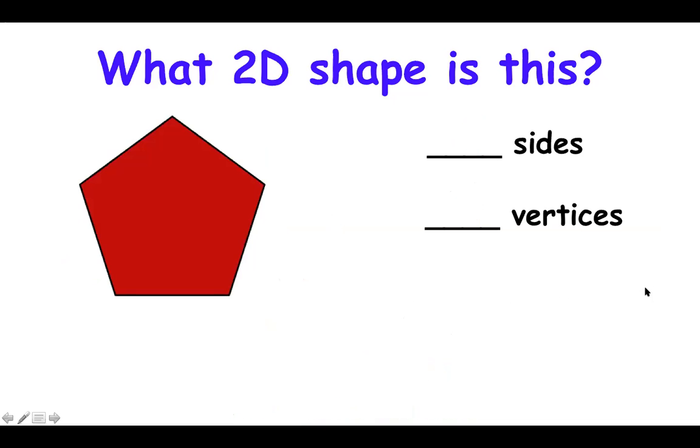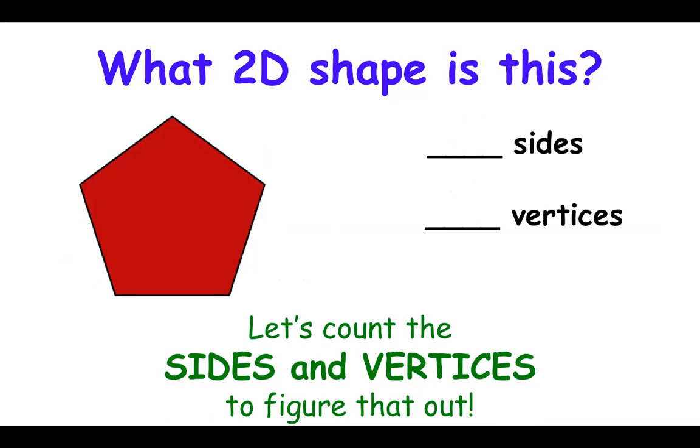Let's try another one. What 2D shape is this? Well, let's do what we always do. Let's count the sides and vertices to figure that out. Here we go. I'll start with the sides and I'll make dashes. 1. So I started here and I found this one side. 1, 2, 3, 4, 5. This shape has 5 sides.